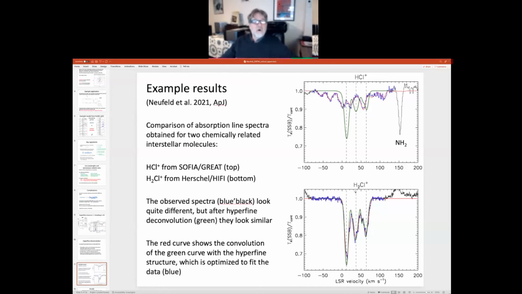Same was done for H2Cl+, a related molecule that was observed with Herschel, and the effect there is smaller because the hyperfine splitting is small. And you can see that when you've done this, these two spectra that look sort of nothing like each other basically look very similar with 3 strong features that coincide. So let me leave that there and now turn it over to Arshia.